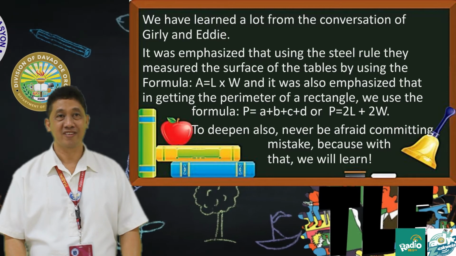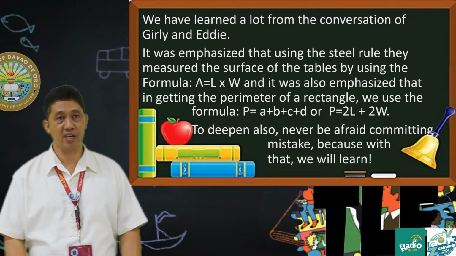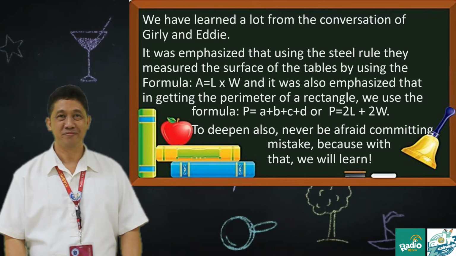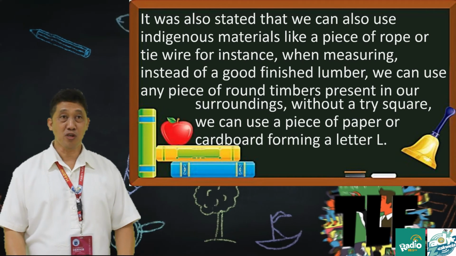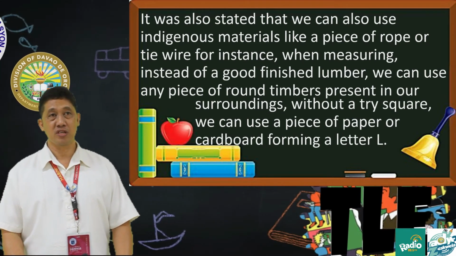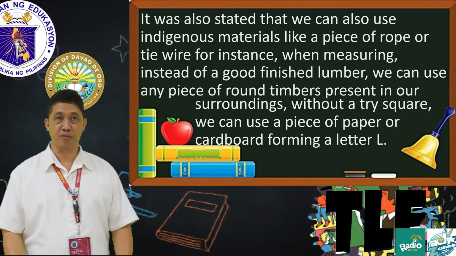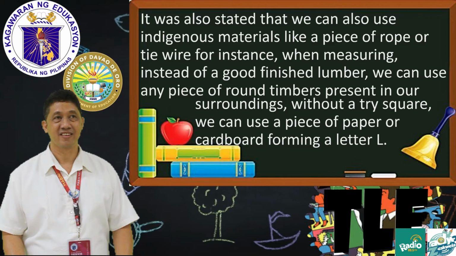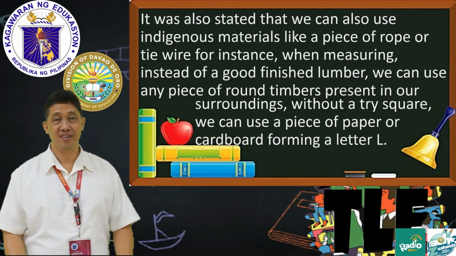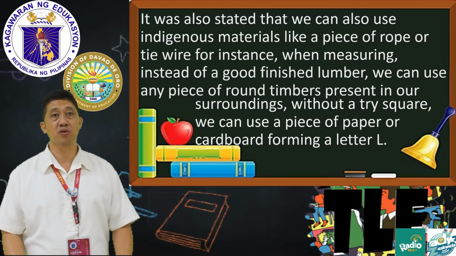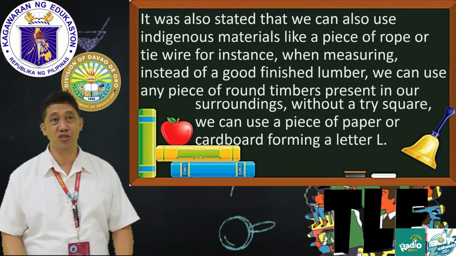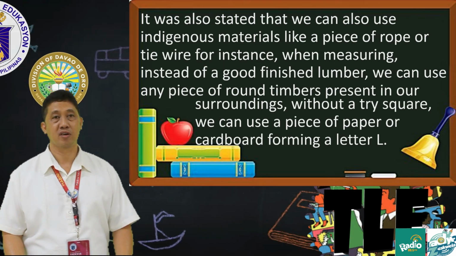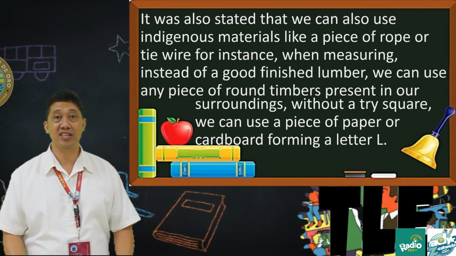To deepen also, never be afraid of committing mistakes, because with that, we will learn. It was also stated that we can also use indigenous materials, like a piece of rope or tie wire, for instance, when measuring. Instead of good finished lumber, we can use any piece of round timber present in our surroundings. Without a tri-square, we can use a piece of paper or cardboard forming a letter L.